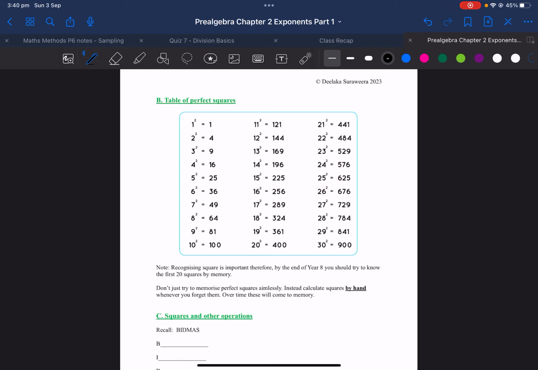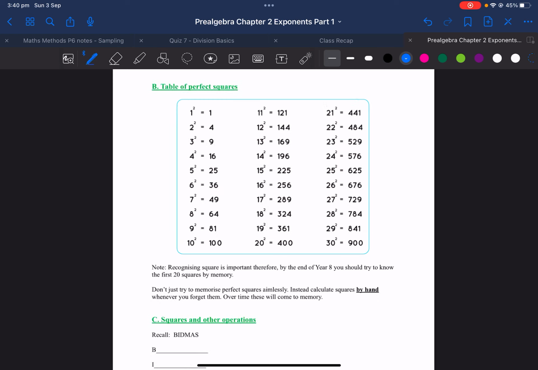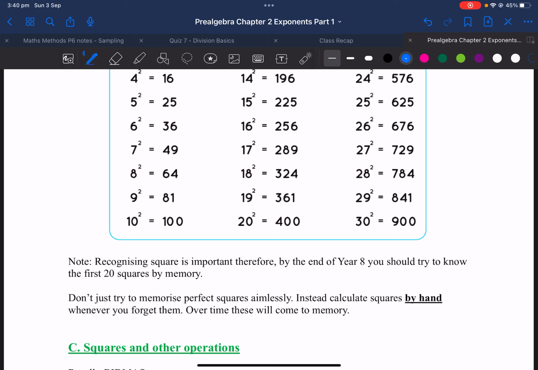So the best way to do that is to know your squares, or to memorize them. But don't just memorize them normally, like, oh, I'm going to memorize the first 10. Don't do it that way. Don't just try to memorize them aimlessly.